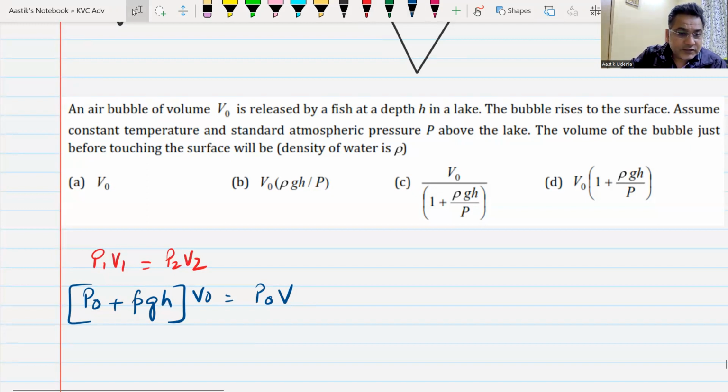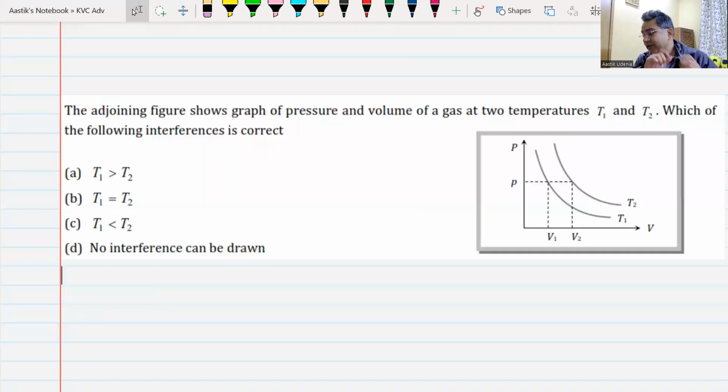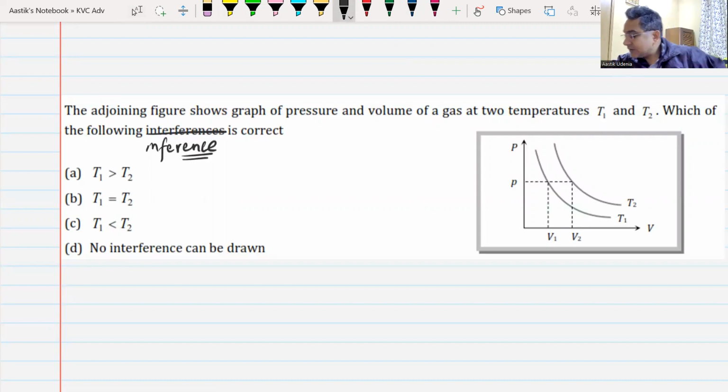Okay. Here is a very important question, because I've seen this question come in many different ways. Give me the answer fast. The adjoining figure shows a graph of pressure and volume of a gas at two temperatures T1 and T2. Which of the following inferences is correct? What can you infer from this diagram?